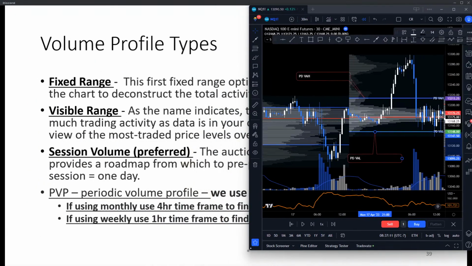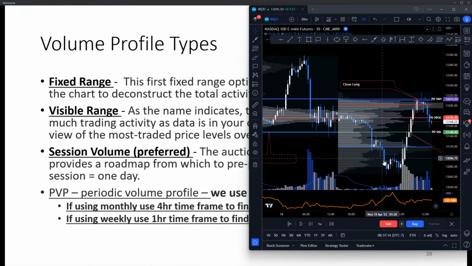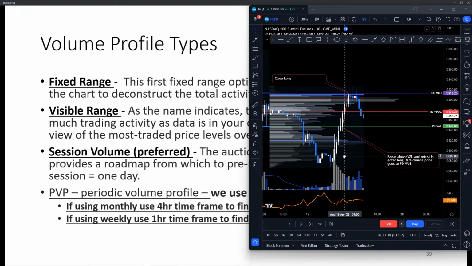Fixed profiles, we won't go there. Do we need to cover this? I think you guys are up to speed on this by now. Is anyone not up to speed on this?